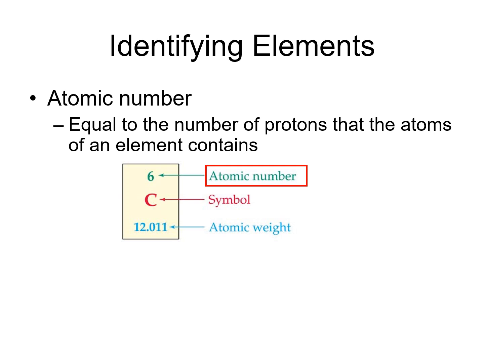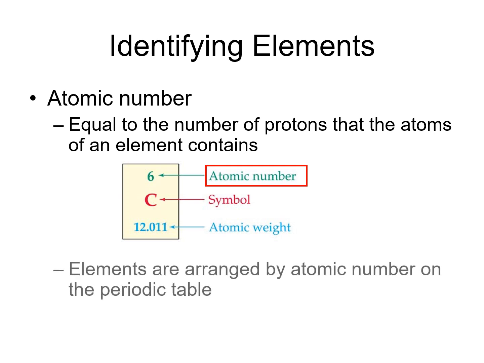Recall that all of the elements are represented on the periodic table. For each element, you'll see its symbol. In this case, it's C for carbon. And above the symbol is the atomic number. In this case, it is 6. And the atomic number represents the number of protons that an atom of an element contains. So all carbon atoms contain 6 protons because the atomic number of carbon is 6. Recall that elements are arranged by atomic number from left to right in the periodic table.